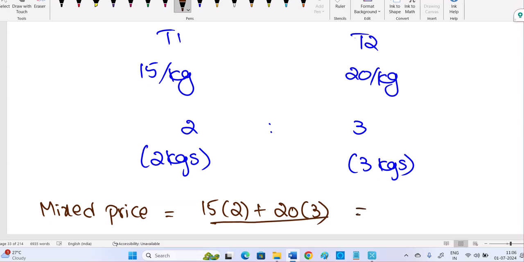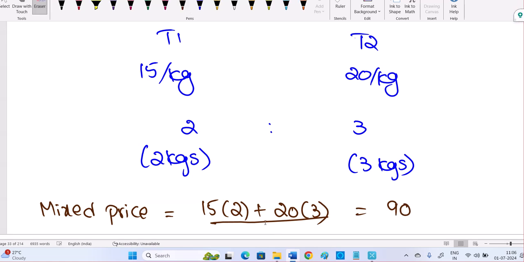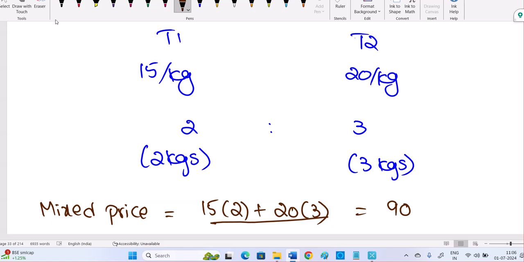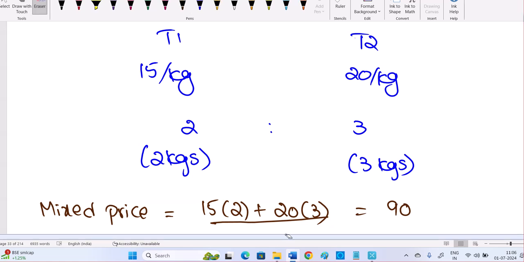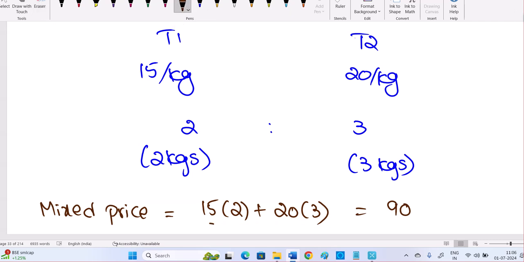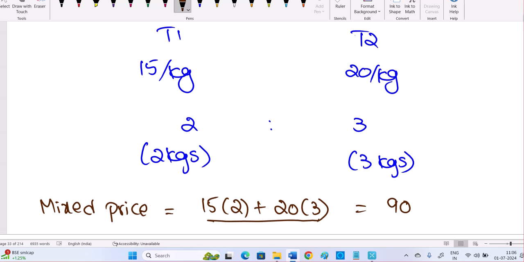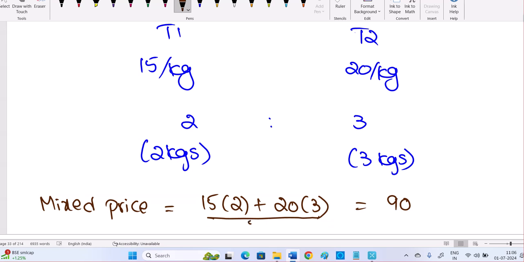Is this amount 90 rupees per kg amount? Is this only 1 kg amount? No, I taken 2 kgs from the first variety and 3 kgs from the second variety. So total this is 5 kgs amount, not 1 kg amount. Divided by 2 plus 3, 90 divided by 5, which is 18 per kg. The mixed one is 18 per kg.